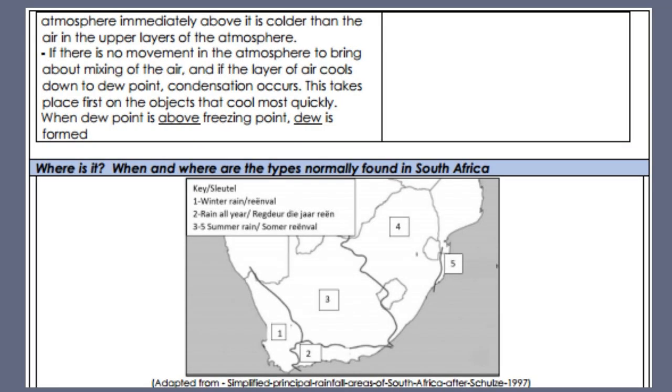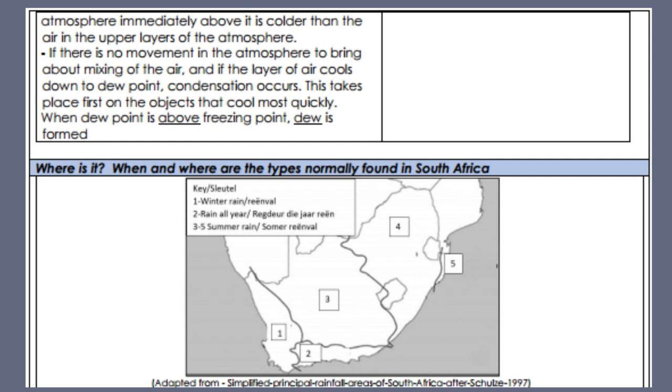The atmosphere immediately above it is colder than the air in the upper layers of the atmosphere. If there is no movement in the atmosphere to bring about mixing of the air, and if the layer of air cools down to dew point, condensation occurs. This takes place first on the objects that cool most quickly. When dew point is above freezing point, dew is formed.